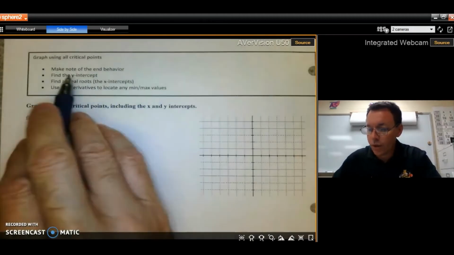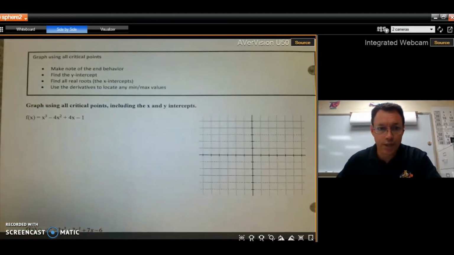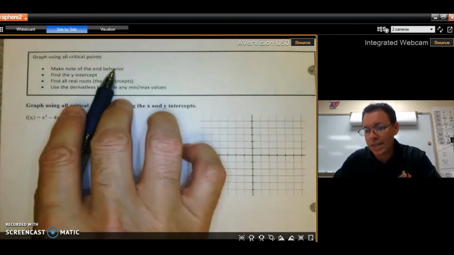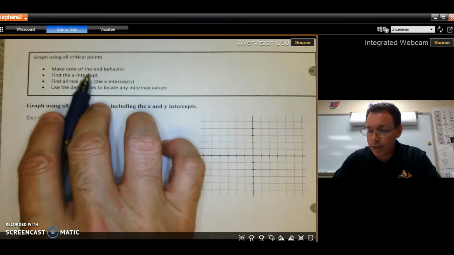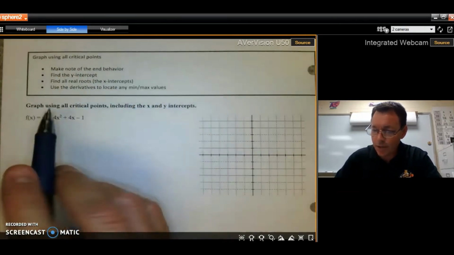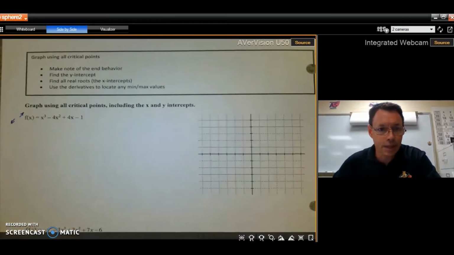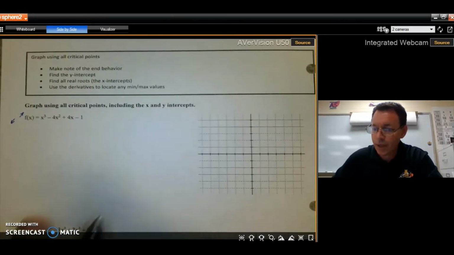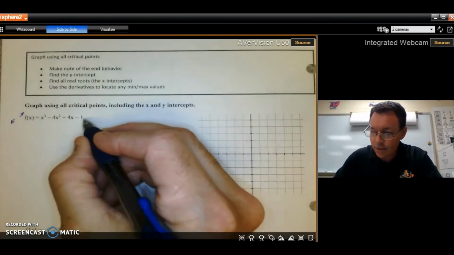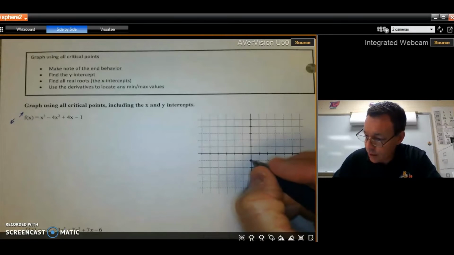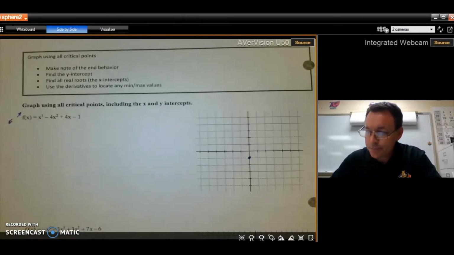So we're going to graph this function correctly. So the first thing we're going to do is make note of the end behavior. These two you could do either way. Make note of the end behavior, x cubed. I know this graph is going to go up and down like that. That's what an x cubed does, just like an S-curve. That's where the ends go. Find the y-intercept. Well, that's the constant over here, so negative 1. So I know this graph goes through negative 1. I know where the ends are.